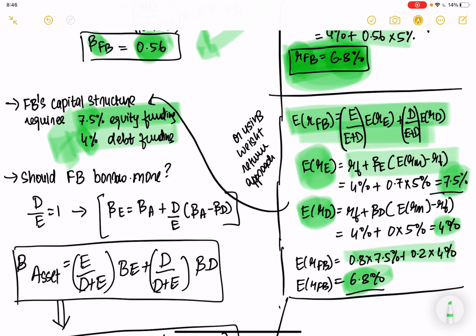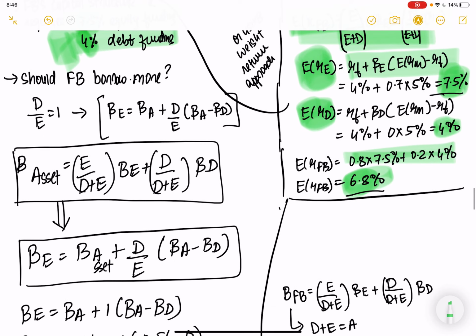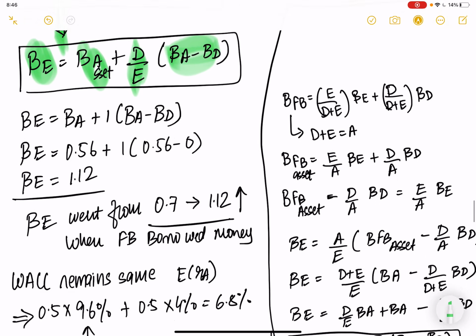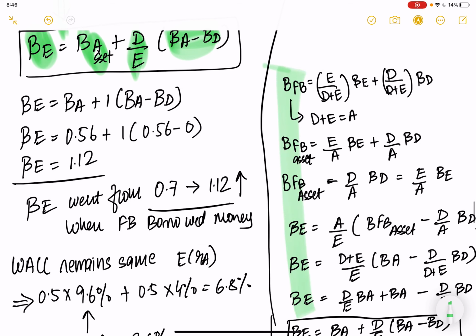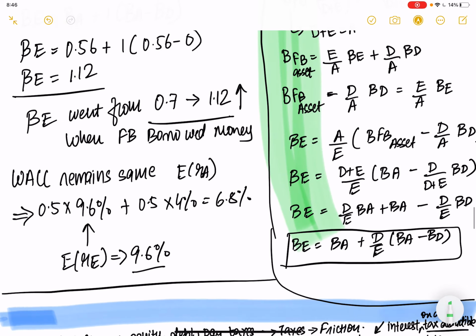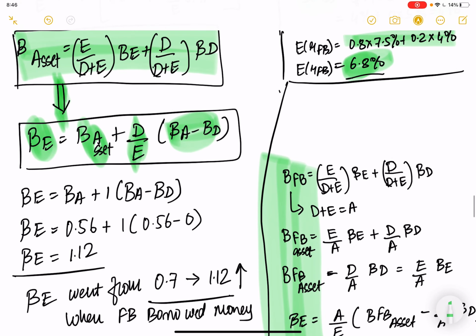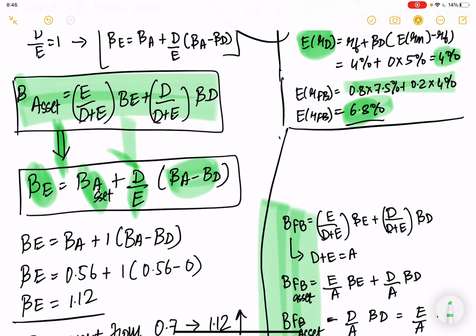So if Facebook were to borrow more, then what would happen? We know this formula, right? Beta of an asset equals the weighted average of beta of equity and beta of debt. The same equation can be written as beta of equity equals beta of asset plus D over E times (beta of asset minus beta of debt). I've proved that this is the same formula as the right hand side. I'm not going to go into that, but basically you can rewrite this simple formula to this.